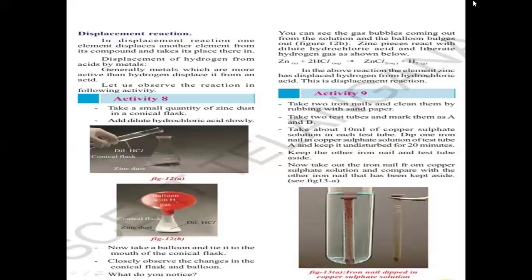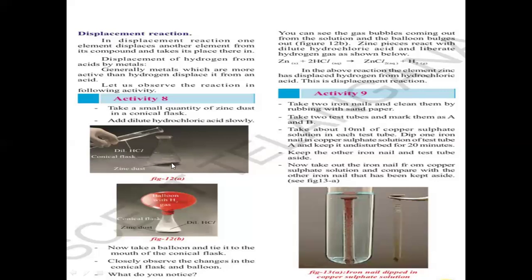So coming to activity 8, as shown in the picture, take a small quantity of zinc dust and add dilute HCl slowly to the conical flask. Now take a balloon and keep it at the mouth of the conical flask. As time passes, you can see small air bubbles coming out and the bulging of the balloon can be seen.